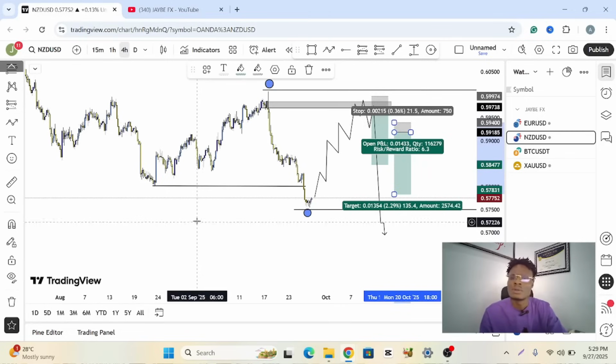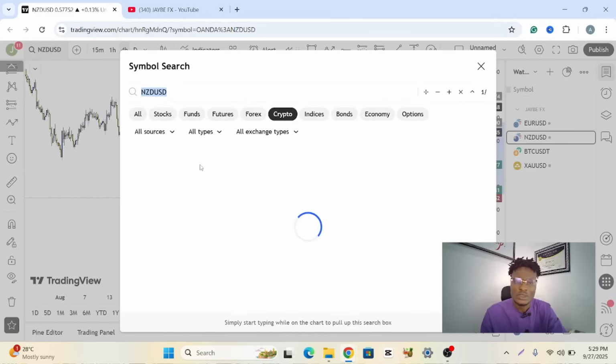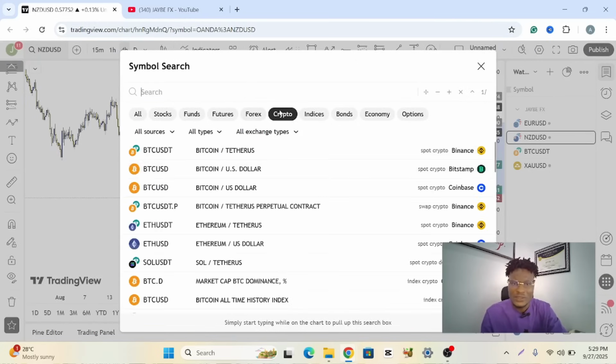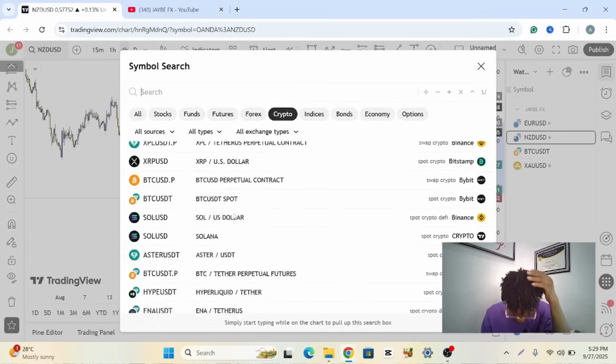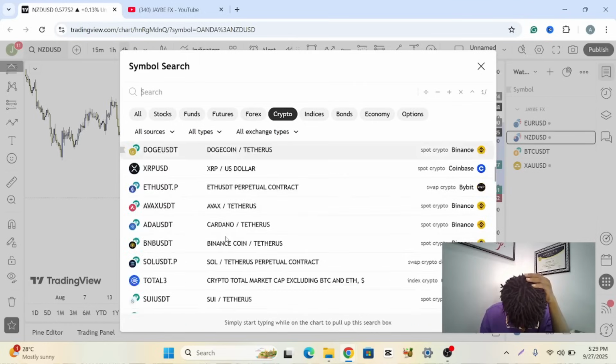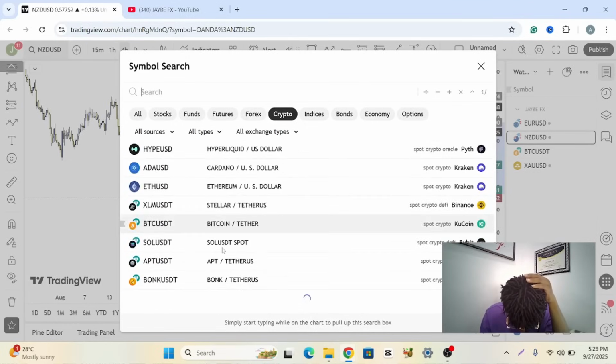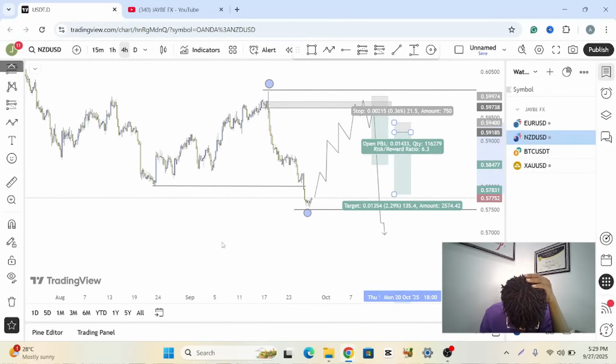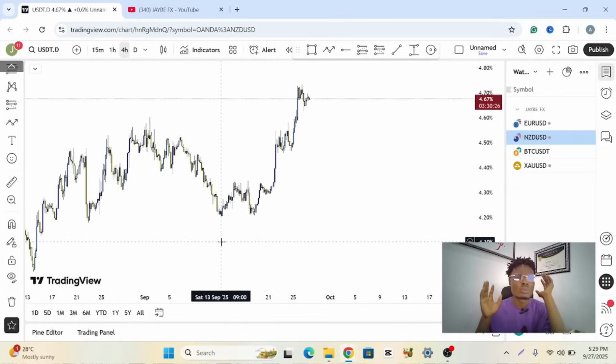Now, let me randomly select a crypto. I don't trade crypto. I'm facing down, so I'm going to randomly select. Which one did I choose? Boom. I don't even know which one this is. This is USDT.D. Some of you know where they trade crypto. I don't even know which one be .D.